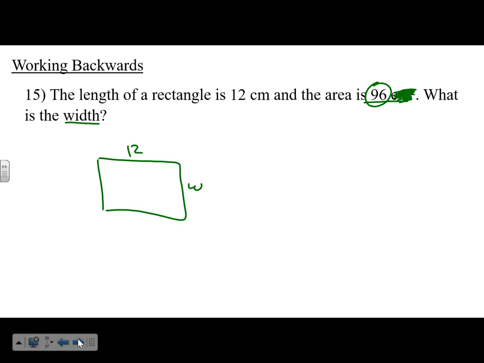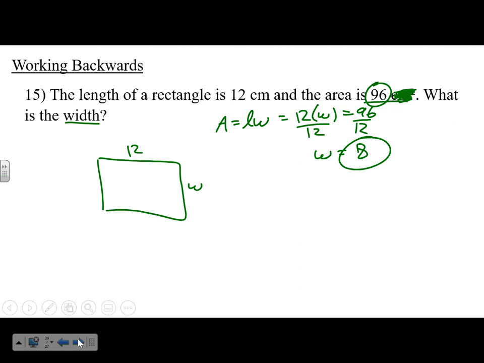So the area is the base times the height, so the length times the width. So that is 12 times W, and that's equal to 96. Whatever that width is, the product is 96. So to solve this, just divide both sides by 12. 96 divided by 12 is 8. So that's what we have for the width.